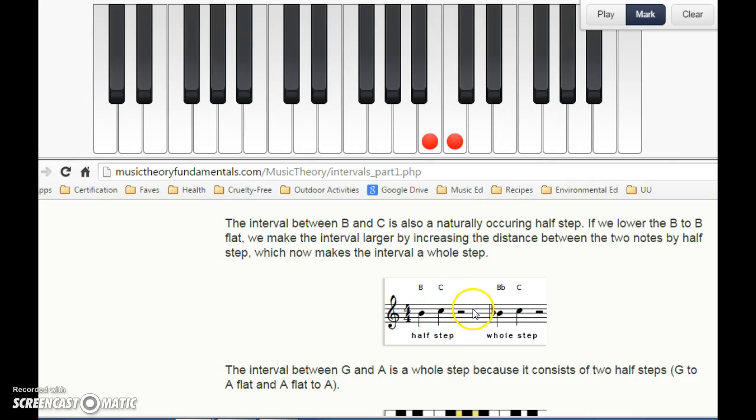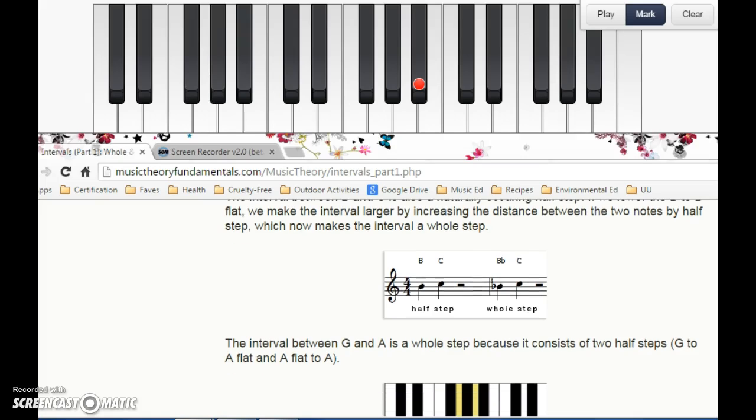If we wanted to instead make it a whole step, we could lower our B to a B flat. So our B flat's here. So to get from a B flat to a C or a C to a B flat, we have to move a whole step. There are 3 dots. There's a key in between. So this is a whole step. So when we add flat signs and sharp signs, we basically end up increasing or decreasing the interval. So we either make it bigger or we make it smaller.